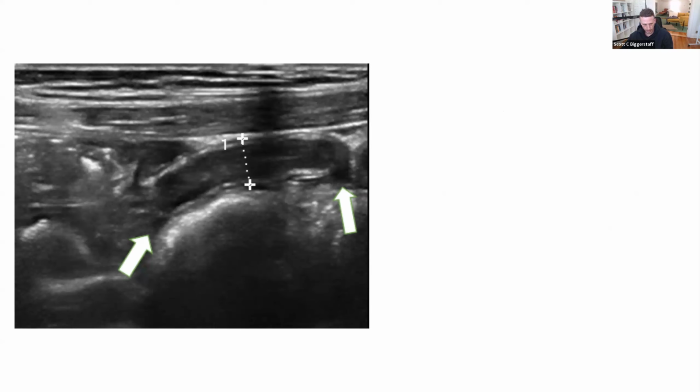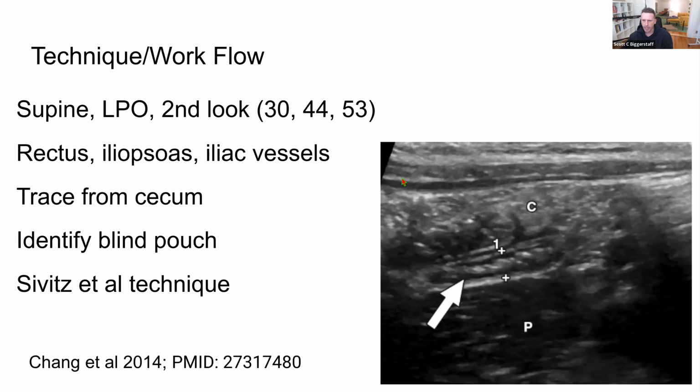And what we see in the right lower quadrant is this finger-like projection down here with some hyperechoic walls. We measure it, and it's close to 1 centimeter in diameter. And it looks to be attached to the bottom of the cecum here in the right lower quadrant. So this would be a classic finding for appendicitis.